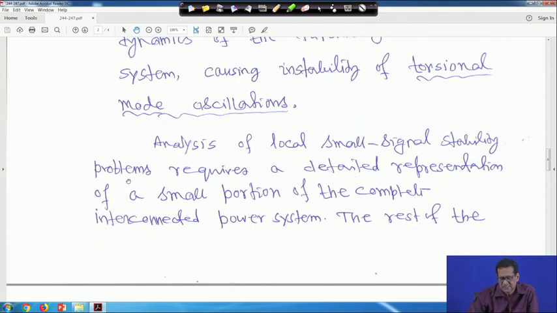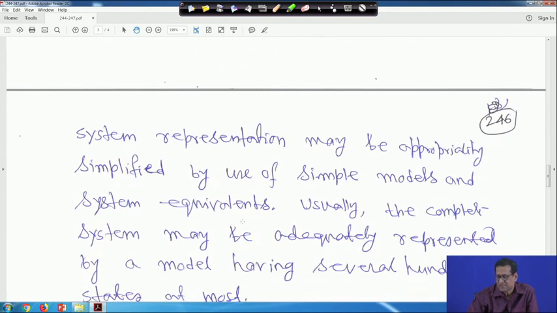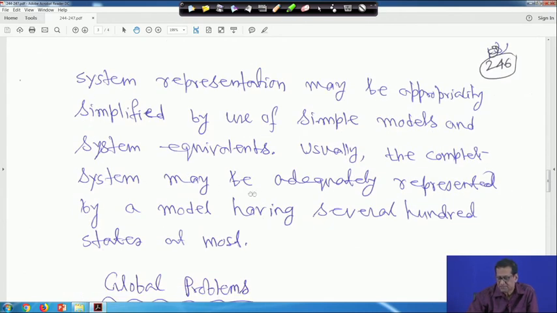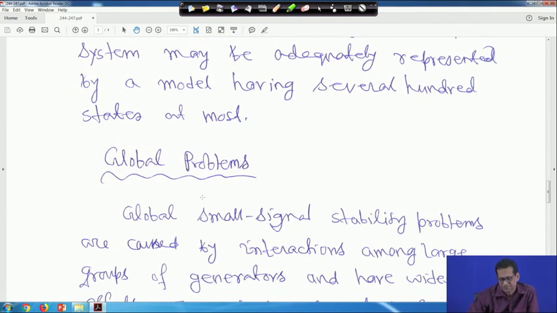Analysis of local small signal stability of power systems requires a detailed representation of a small portion of the complete interconnected power system, right. The rest of the system representation may be appropriately simplified by use of simple models and system equivalents, right. Usually the complete system may be adequately represented by a model having several hundred states or more. If you consider an interconnected system, so many machines are there, so you will have several hundreds of state variables, right.